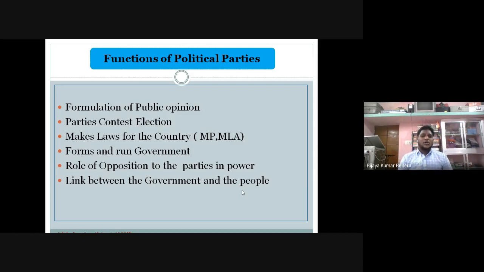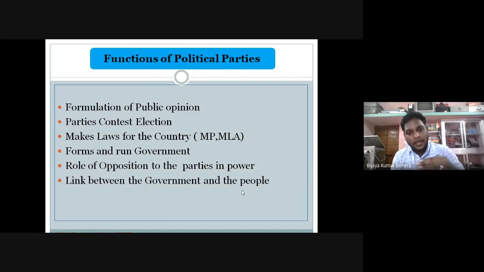And the next thing is to form and run the government. Why do they form political parties? This is the main motive to form political parties, and this is the most important function of political parties. Their function is to form and run the government. Run the government means to administrate the people through the government.